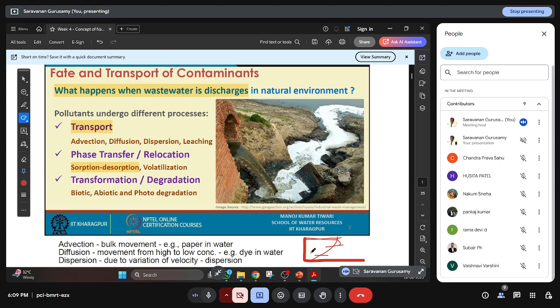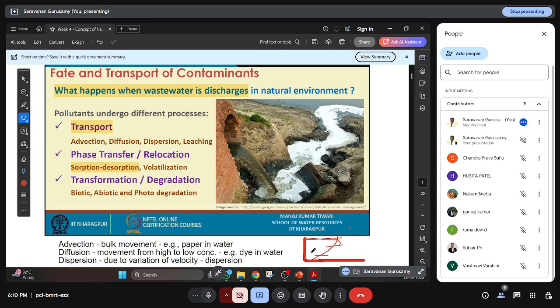So like that, due to various flow parameters like discharge, velocity, or any other volumetric parameters, if it varies and due to that the concentration varies, then it is called dispersion, right? So advection is the bulk movement, diffusion is the movement from high concentration to low concentration, and dispersion is due to variation in the flow parameters like velocity.